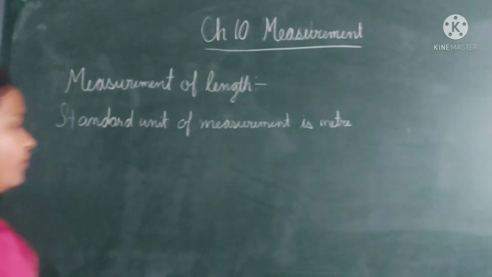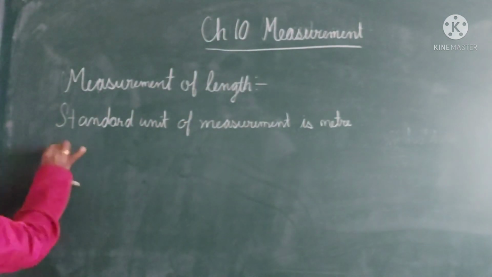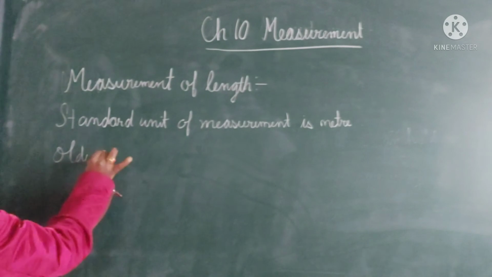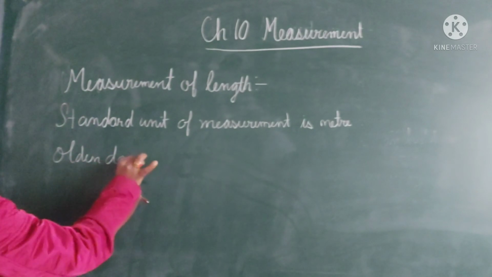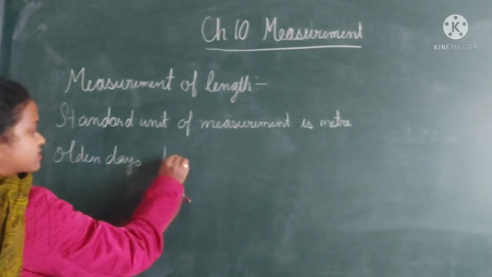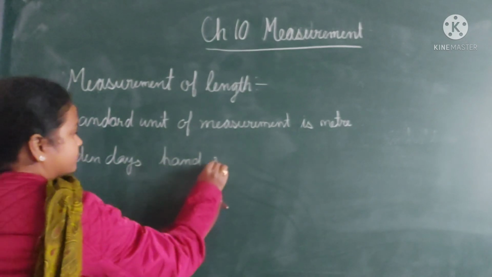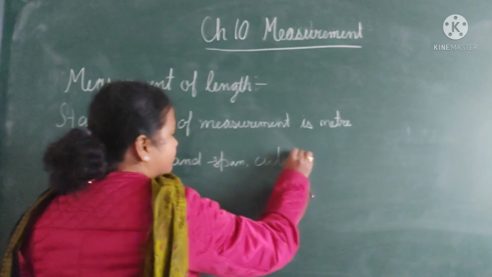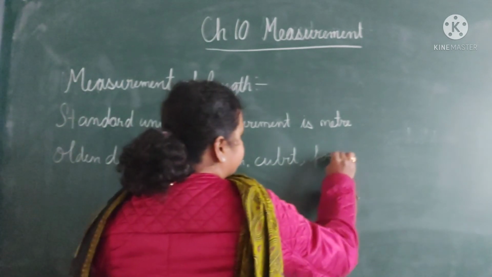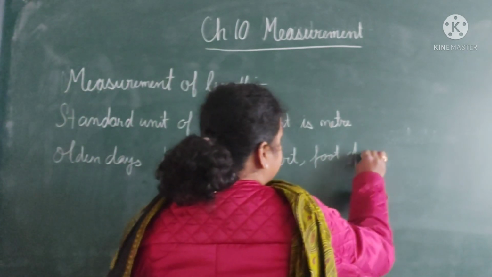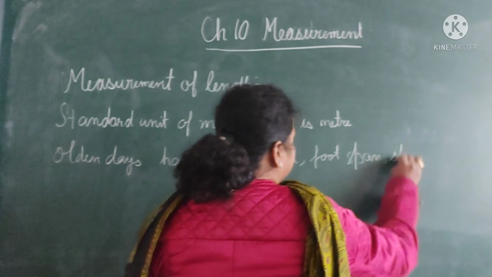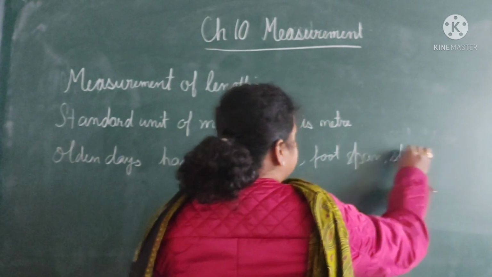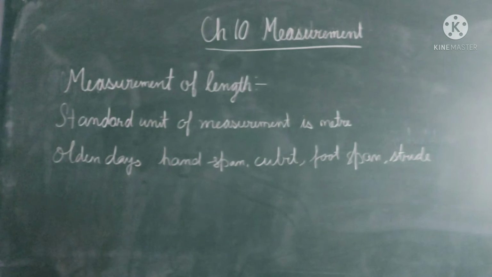Now see, in olden days what units were used? How were they measuring? With the hand span. Then next, cubit, foot span, and the last one is stride. These are the olden days' measuring methods, the body parts which were used for measuring length.